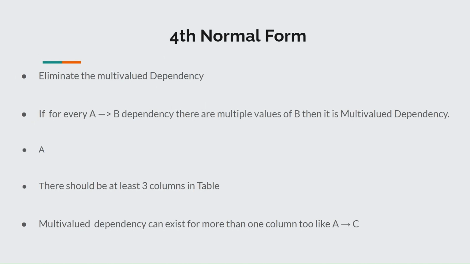A multi-value dependency is a type of dependency that occurs when there's a relationship between attributes such that for every value of one attribute, there are two values of the other attributes that can be derived in other columns. A multi-value dependency represents a dependency between non-key attributes that have multiple values. So there should be at least 3 columns in the table, and also it can exist for more than one column, like A drives C.